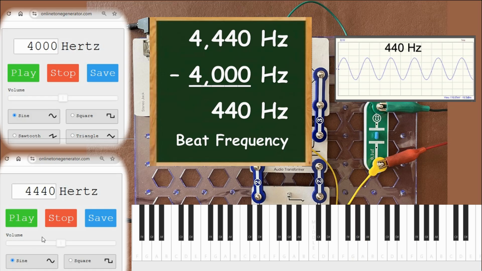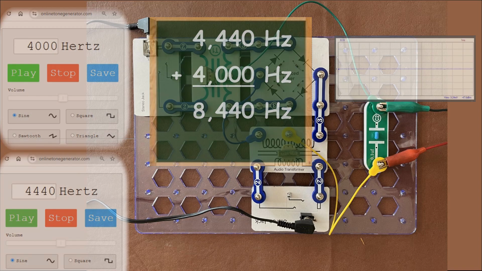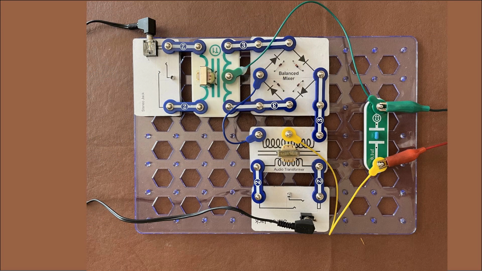How cool is that? Actually, what comes out of the balanced mixer is not just the tone that is the difference between the two original tones, but also the sum of the original tones. In this case, the sum of the two tones is nearly 8.5 kilohertz, which is the upper limit of my range of hearing, although my grandkids can hear it. We can demonstrate that upper beat frequency this way.